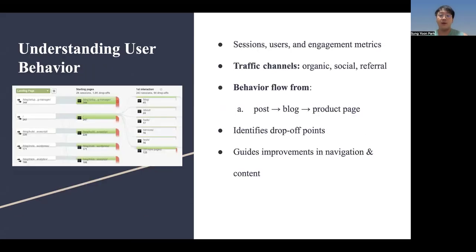Google Analytics ties everything together by showing how users move through our digital ecosystem. Metrics such as sessions, users, and engagement help us understand whether people stay on our pages. Traffic channels show where users come from, whether it's organic search, social media, or referral links. The behavior flow helps identify the journey from a social post to a blog article to a product page. By understanding where users drop off, we can make improvements to navigation, content structure, and the overall experience.